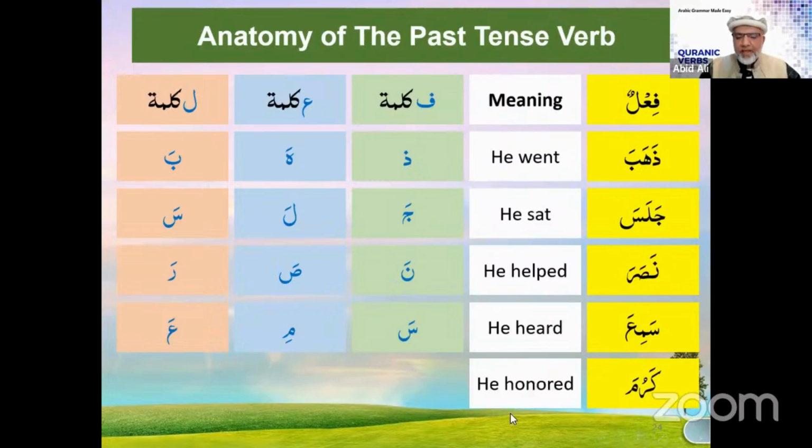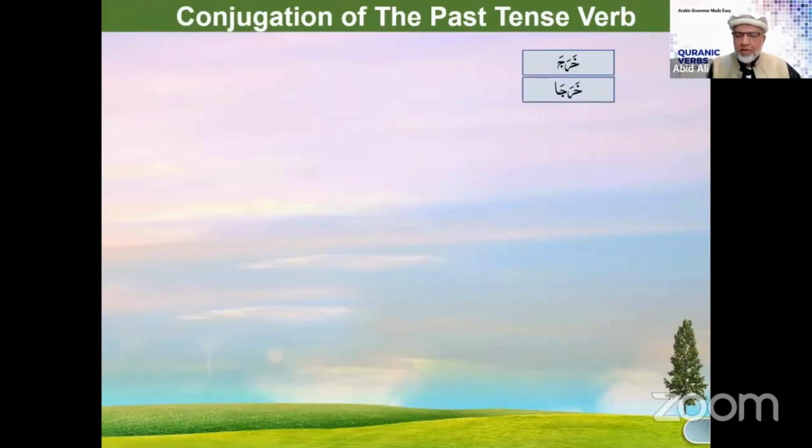Karuma, he honored or he's generous. Then the kaf here is the fa kalima, the ra is the ain kalima, and the meme is the lam kalima. Remember the first thing I saw, kharaja, right?